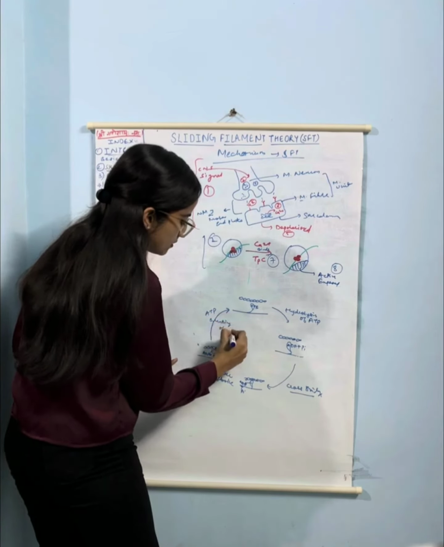Here S represents signal, A represents acetylcholine, D represents depolarization, Ca represents calcium ions, T represents TPC, and it resulted in exposure of actin. Now here AT represents ATP molecule, hydro represents hydrolysis of ATP molecule, and we know that it resulted in the formation of cross bridge. Then there is a breaking of cross bridge due to power stroke.